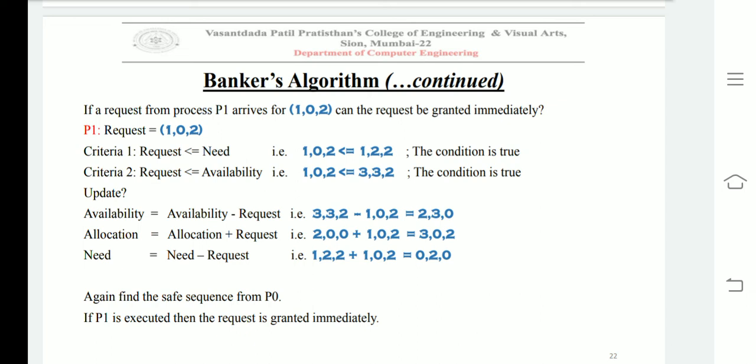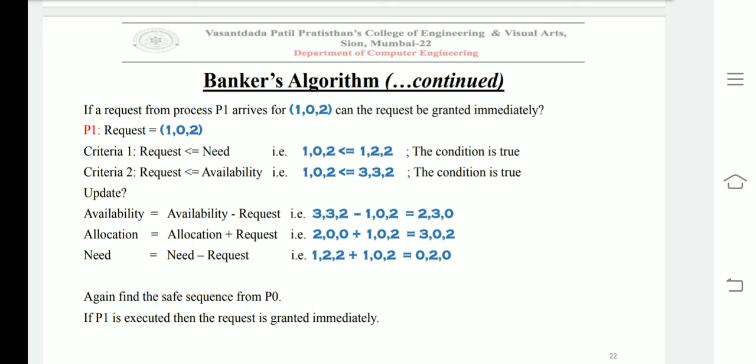These two criteria must get satisfied. So what is our criteria 1? Request should be smaller than or equal to the need. And our criteria 2 is request must be smaller than or equal to the availability.